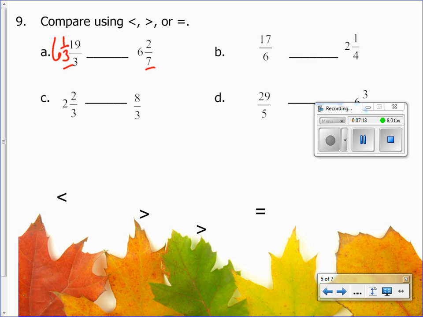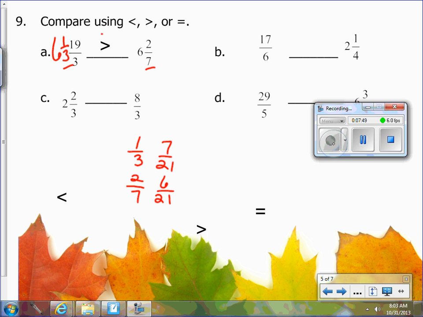If you're not sure by looking at two fractions which is the largest, you can do the method of finding their least common denominator to compare to see which is the larger of the two. So I have 7 21sts compared to 6 over 21. So 1/3 is going to be larger than 2 sevenths. So 6 and 1/3 is going to be greater than 6 and 2 sevenths.